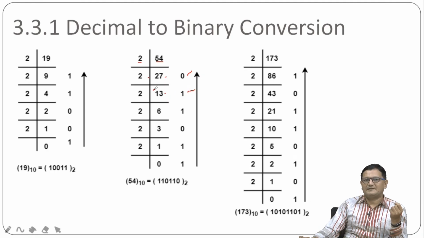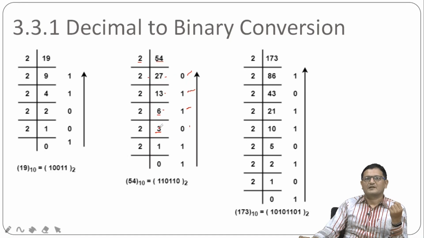Now we have 13. So 13, again you divide by 2. We know that 6 2s are 12, but here we have 13, so one remainder is there. Now the next number is 6, so we need to divide 6 by 2. We know that 2 3s are 6, and the number is 6, so there is no remainder.